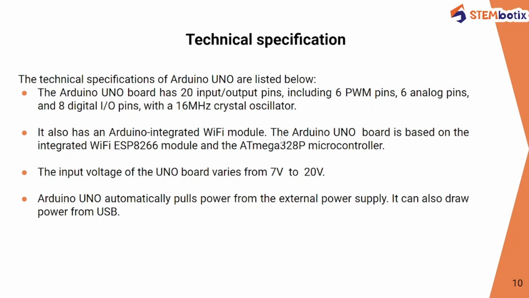The input voltage of an Arduino Uno varies from 7 to 21. So the operating voltage of the Arduino Uno board varies between 7 volt to 20 volt. Yes, our microcontroller can operate in this range of 7 to 20 volts. Arduino Uno automatically pulls power from the external power supply. It can also draw power from a USB. We can connect the USB to the Arduino Uno board, and it automatically pulls the power from the USB cable.